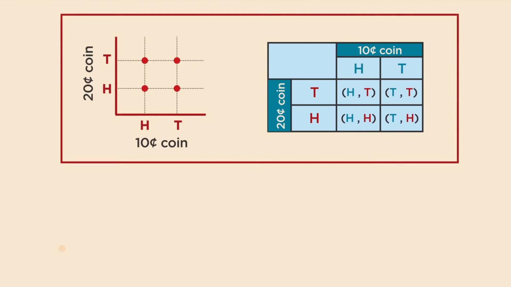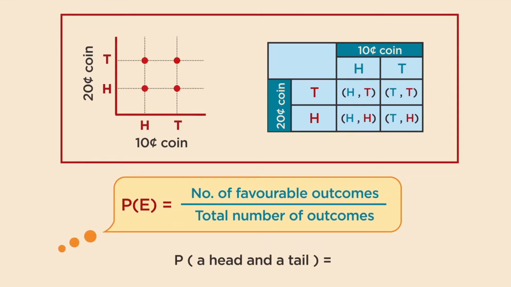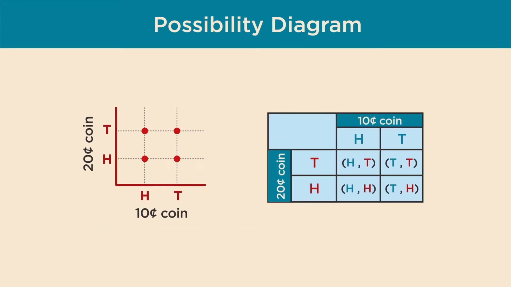Let's use these diagrams to find the probability of getting a head and a tail. Do you remember this method? We know the total number of outcomes is 4. How about the number of favorable outcomes? Can you find them on the diagrams? We want to get a head and a tail. Look here, there are two. Similarly, we can find the two favorable outcomes in the table. Thus, the probability is 2/4, which is half. Do you know how to use these diagrams now?